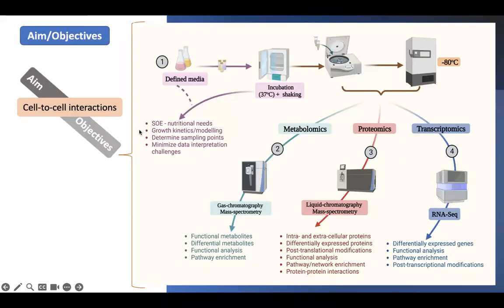So I have a chart here to look at the aim of my studies. Like I said, it is to study the cell-to-cell interactions between the two isolates. The specific objectives were to formulate a defined media. Why do we need to formulate a defined media?